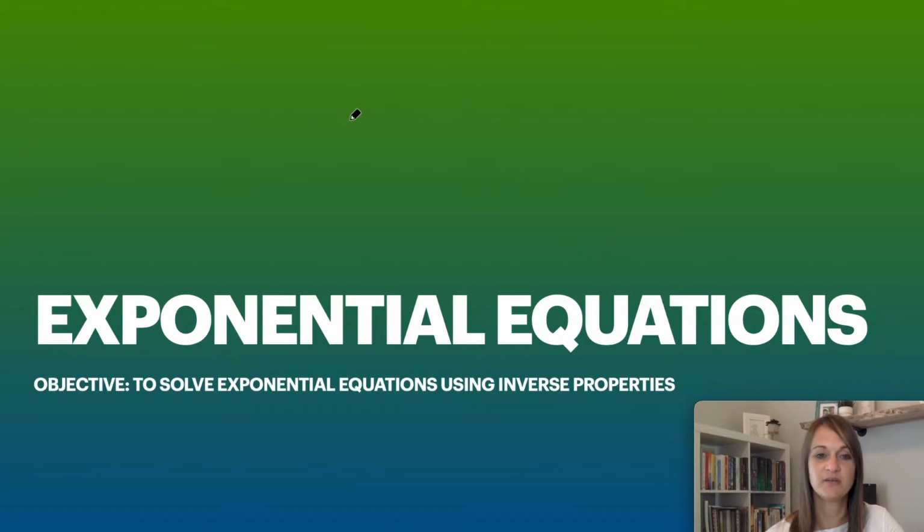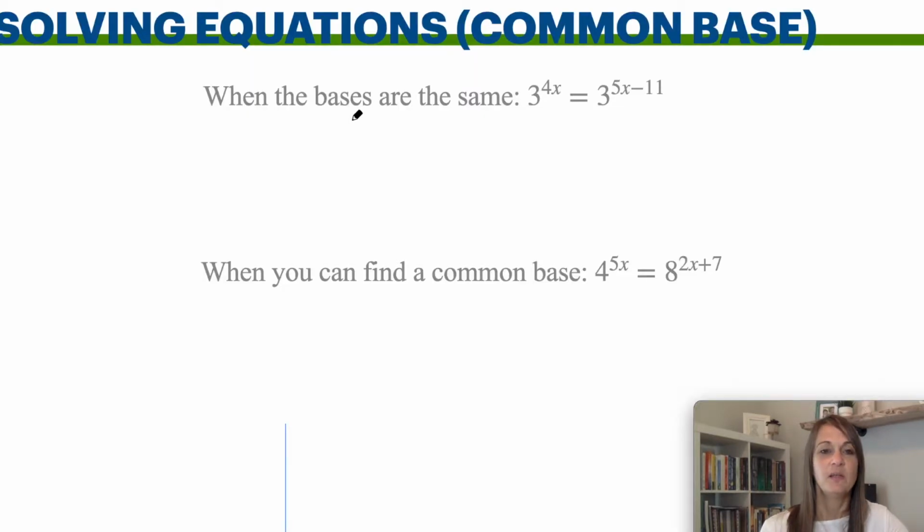In this video, I'm going to be showing you how to solve exponential equations using inverse properties. When the bases are the same, you can set the exponents equal to each other. Since you have 3 raised to the 4x and 3 raised to the 5x minus 11, you can set the exponents equal to each other and solve.